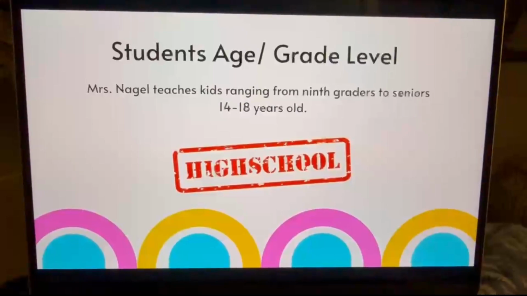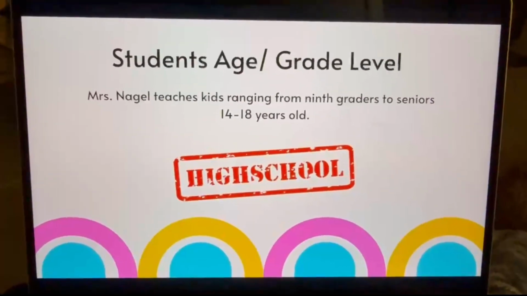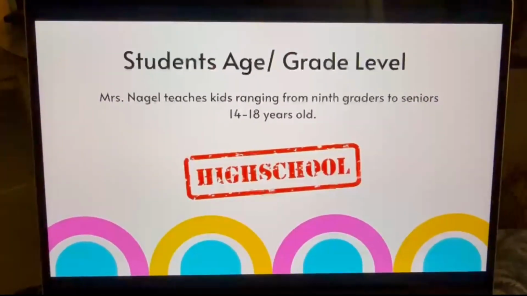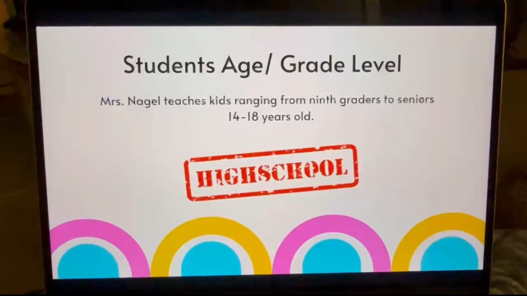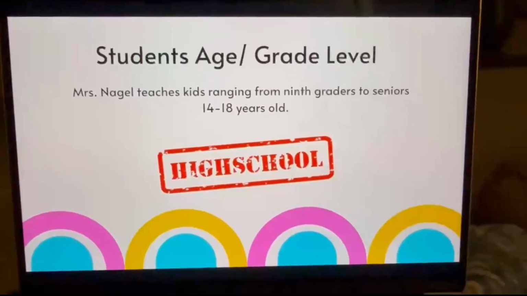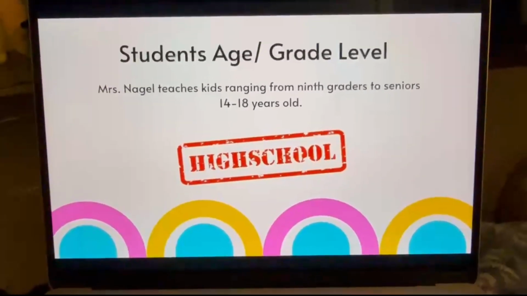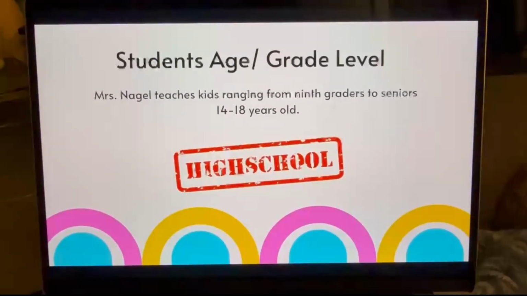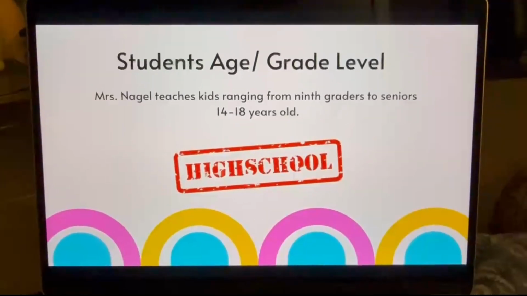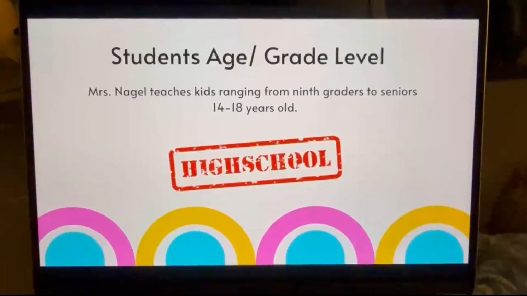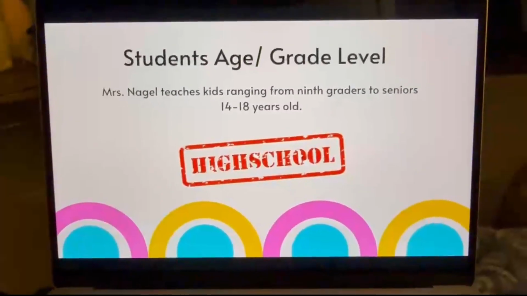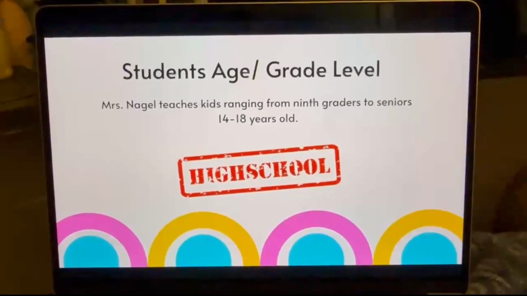So, like I mentioned, the students' age and grade level. She teaches kids ranging from 9th graders to seniors, so around 14 to 18 years old. Like I said, it's if students had failed a class, so she pretty much has a diverse range from there. So she might have a 9th grader and 10 seniors, depending on what class it is and how many students she has at the time.